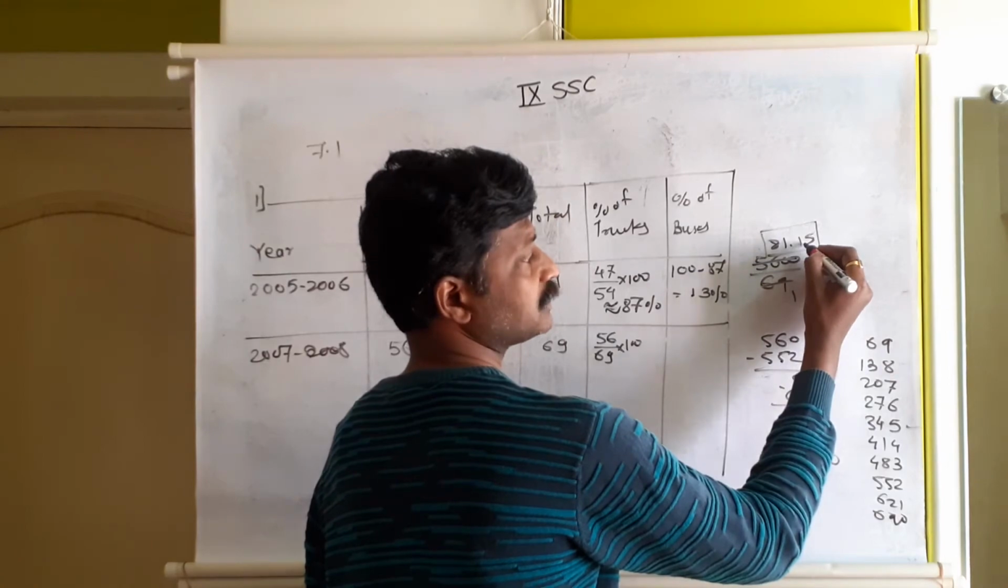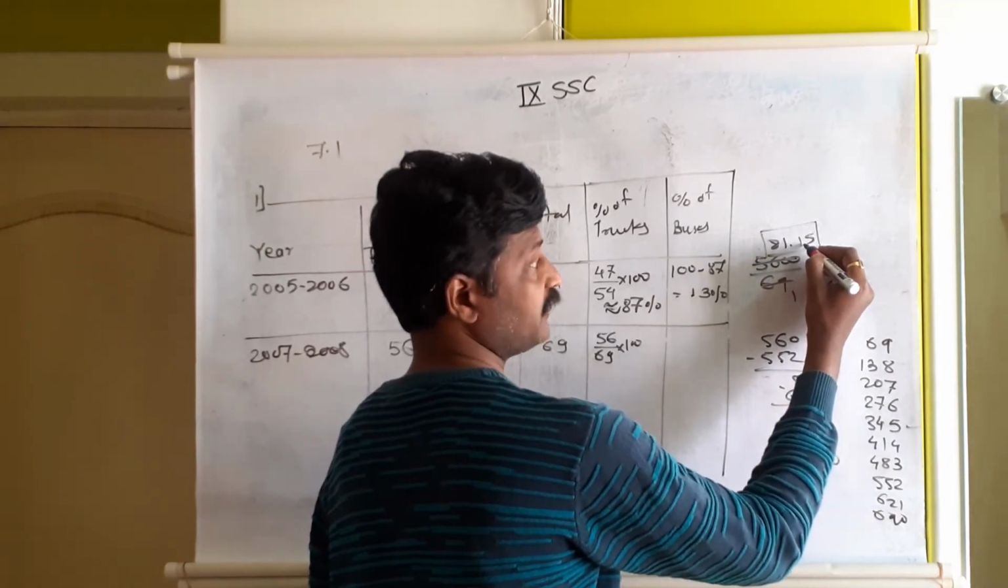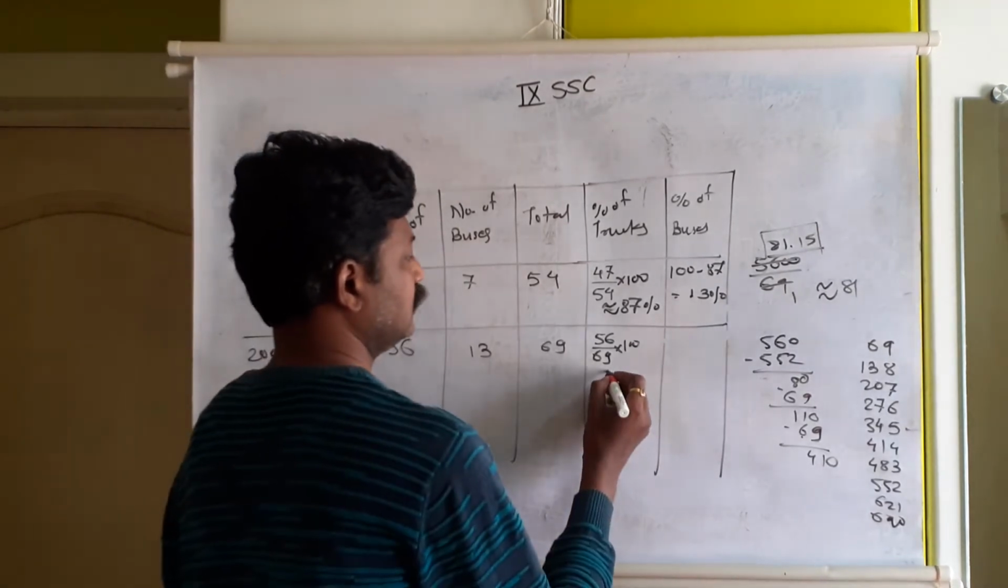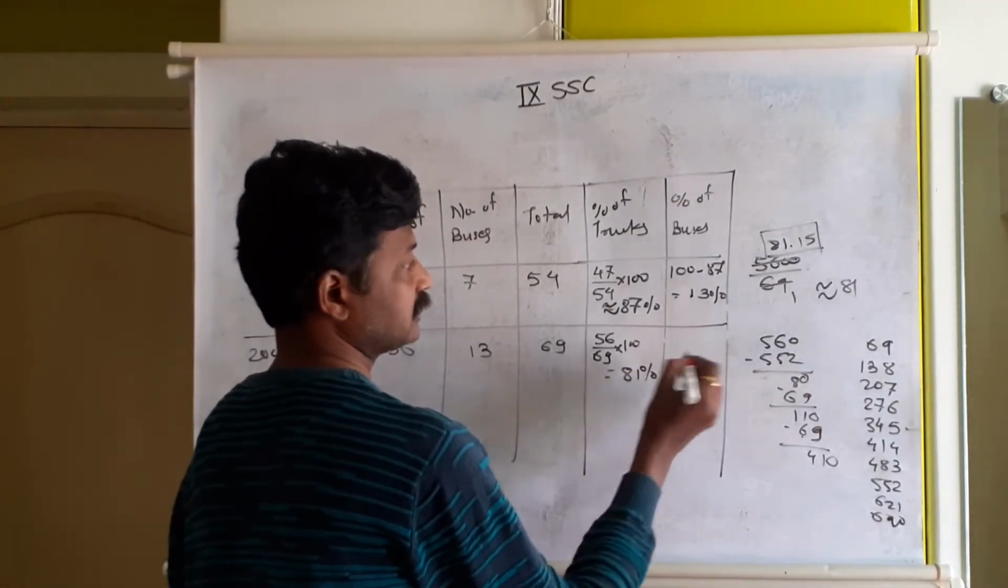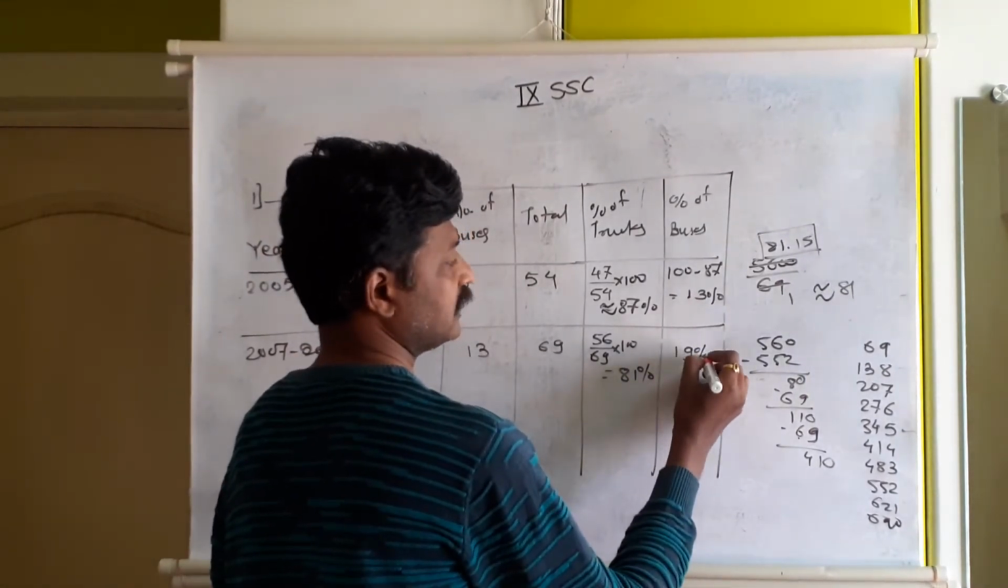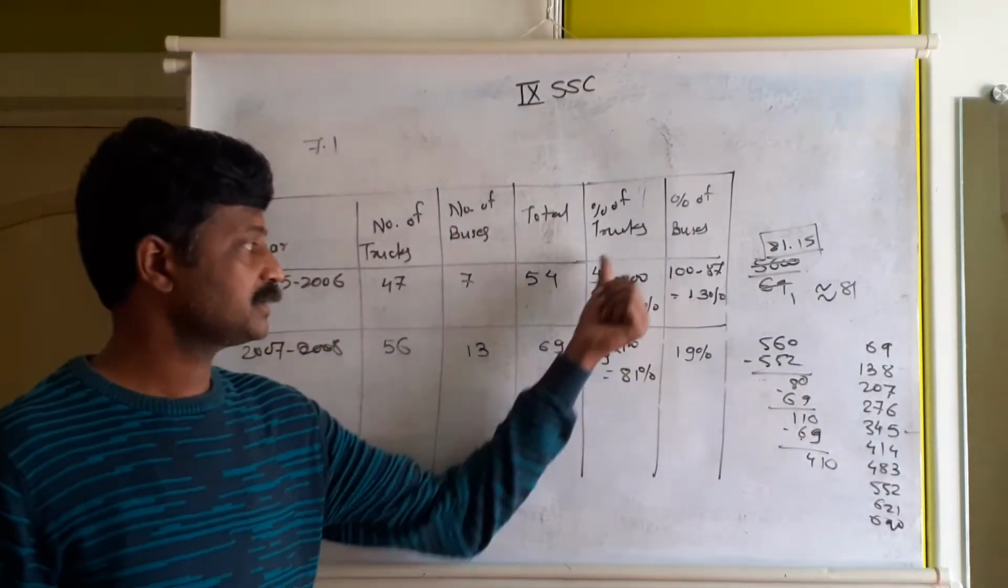The digit after the decimal point is 1. 1 is less than 5. So approximately the value is 81%. So here it will come 81%. The remaining, 100 minus 81, gives you 19%. So this calculation is important.